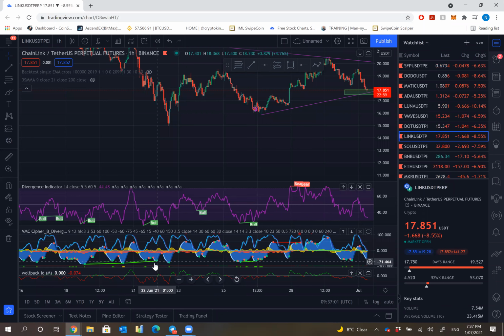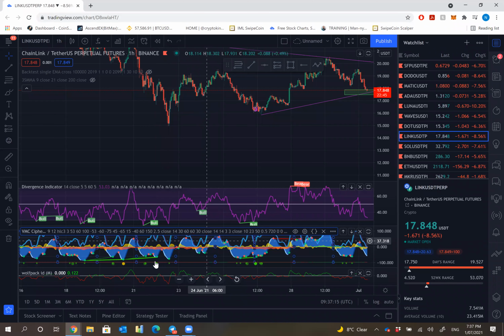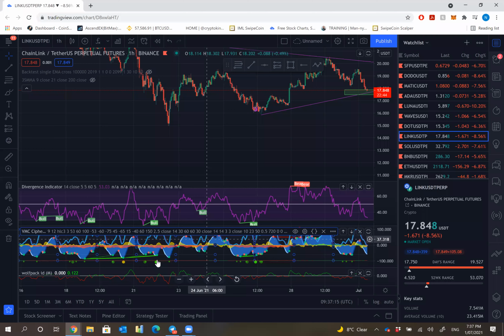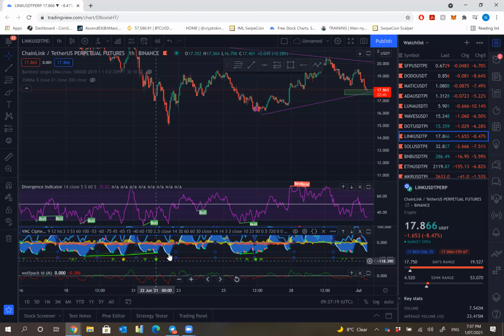So once I've found my anchor wave on the 4 hour, I go to the 1 hour. I see that there's a big green dot. That's an anchor wave, sorry. Then you've got another smaller dot. That's your trigger. So that means, okay, let's pull the trigger and enter this for a long. But before you do that, there's one more confirmation that I use, and that is called your Wolfpack ID.